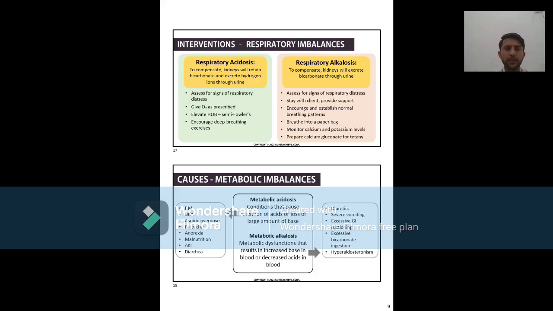Severe vomiting: stomach secretions are highly acidic, packed with HCl. Vomiting expels this acid from the body, leaving behind a surplus of bicarbonate in the bloodstream.